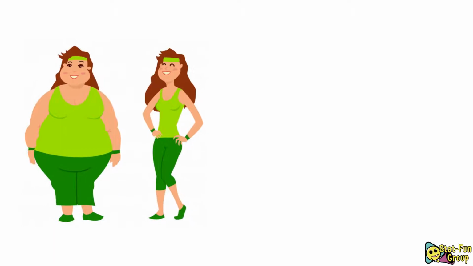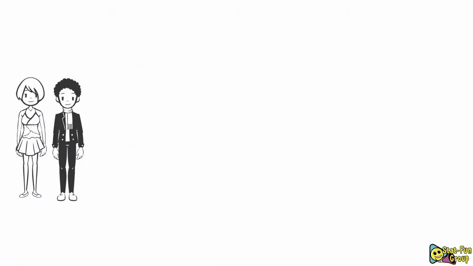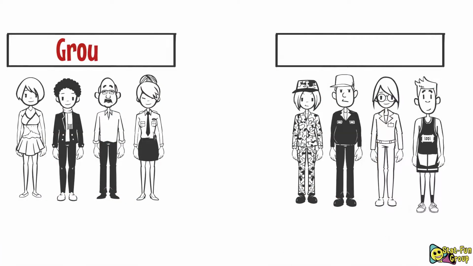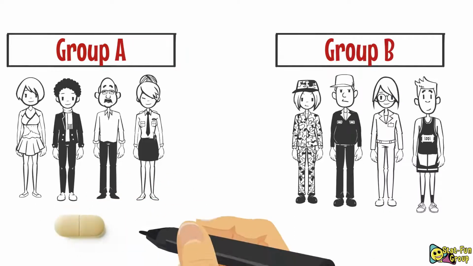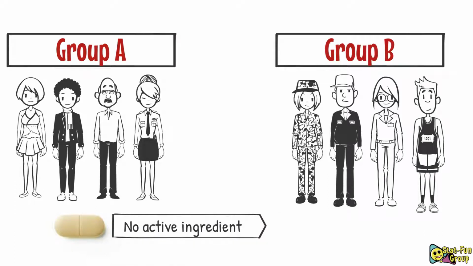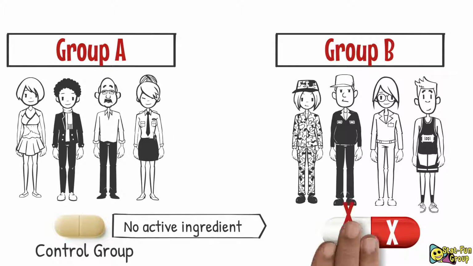Let's say you want to perform an experiment to see if a new type of weight loss drug, drug X, causes people to lose weight. So you randomly sample a collection of volunteers and randomly assign them into two groups, Group A and Group B. You give Group A a placebo. In other words, this contains no active ingredients. Group A is therefore the control group. And you give Group B the new drug, drug X.